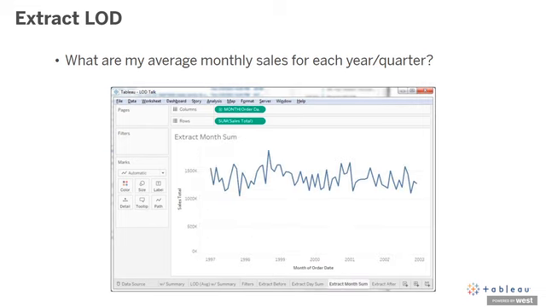If I look at my monthly sales, not averages, now I have it broken down by month, and I'm just looking at my total sales for each month. You can see that it's in this sort of 1 million to 1.5 million range. So if I'm looking at my averages for a quarter of monthly sales, I would expect numbers in that range.